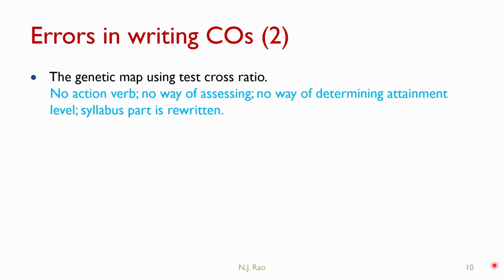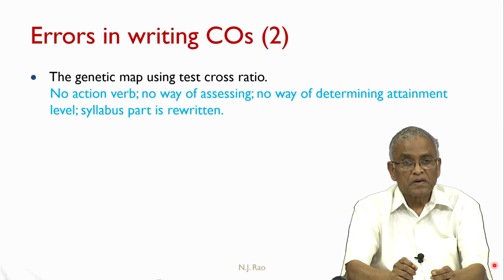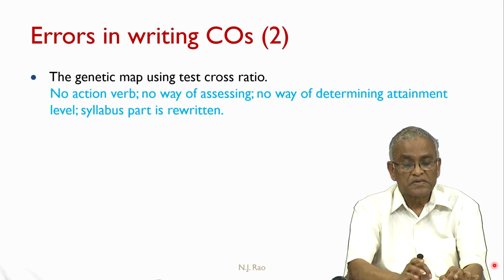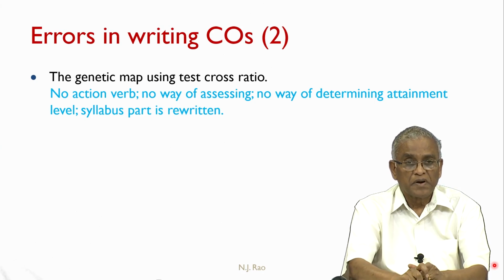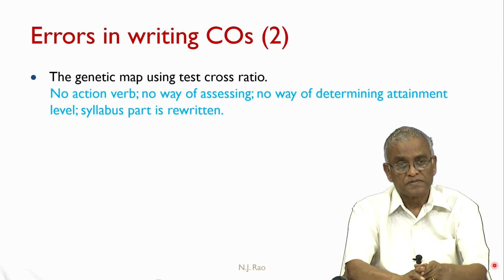First of all, there is no action verb. So, there is no way of determining what it is that you are assessing, no way of determining the attainment level. It is essentially a topic from the syllabus taken and presented as a CO, and this is a general error that is committed when many faculty members write course outcomes for the first time.